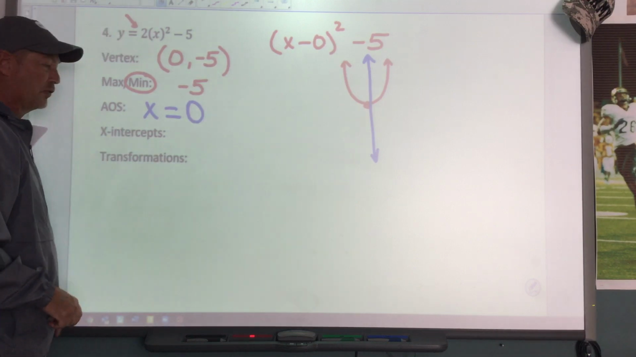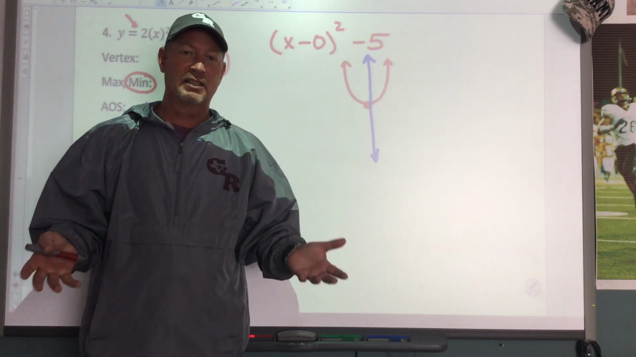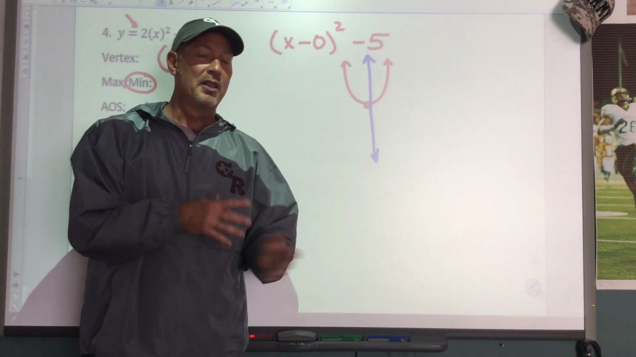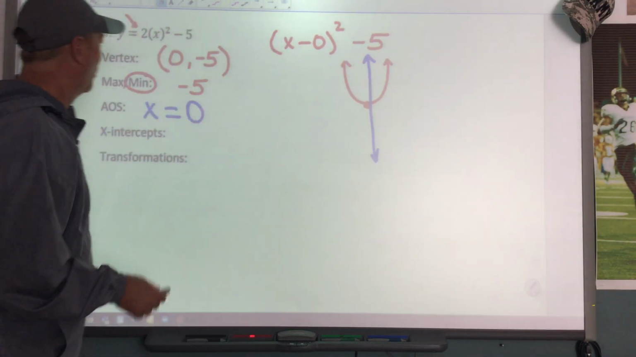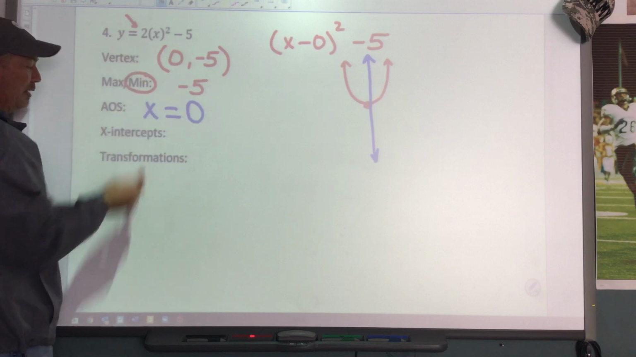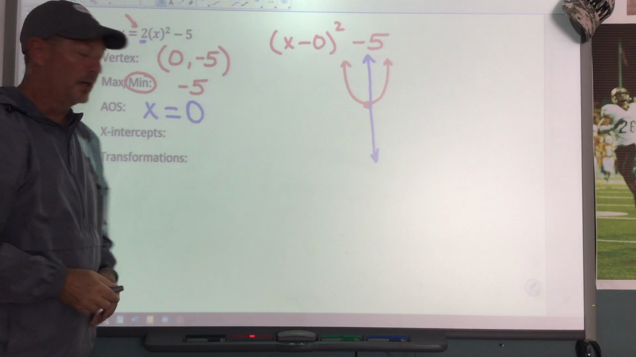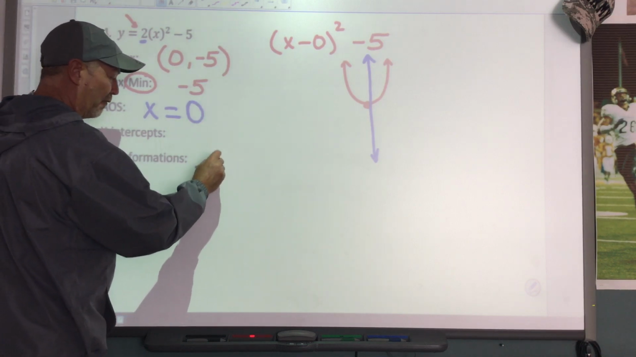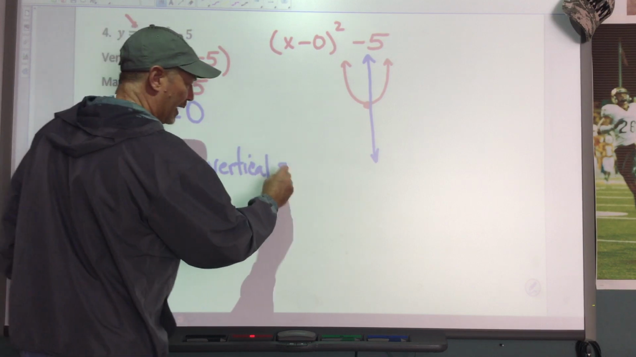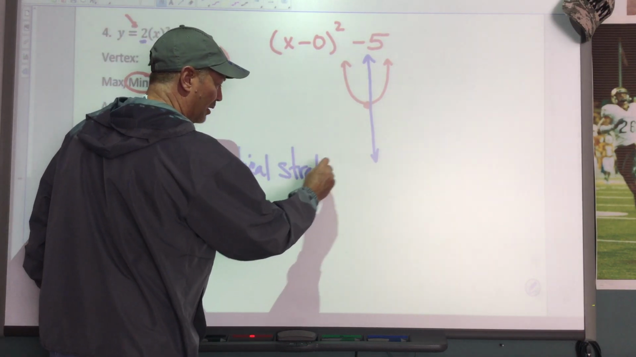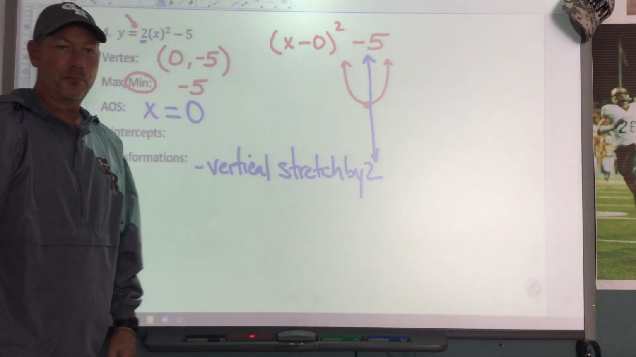Now we're going to list our transformations. And remember, as transformations go, if it doesn't change from the parent function, then we don't list it as a transformation. All right, so what do we have? I have a 2 in front. This 2 right here is bigger than 1, so this tells me that we will have a vertical stretch, because it's bigger than 1. We're going to have a vertical stretch by 2.